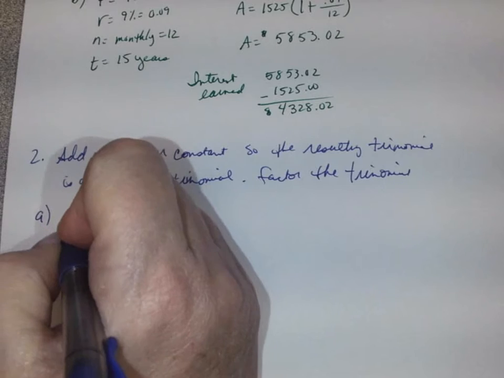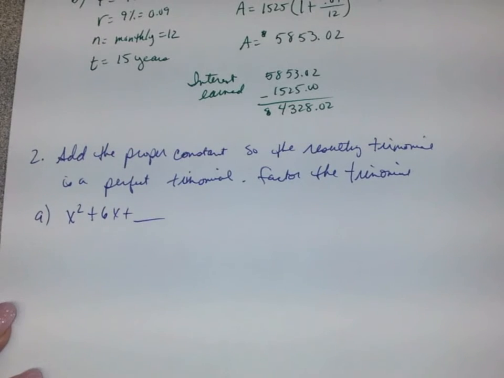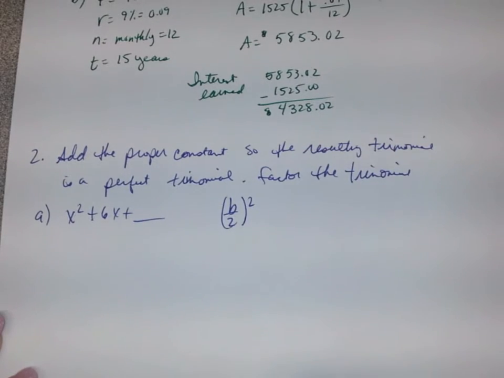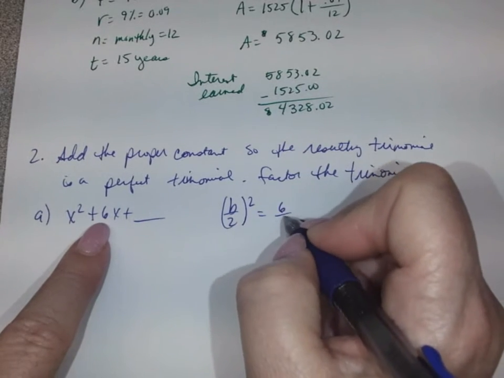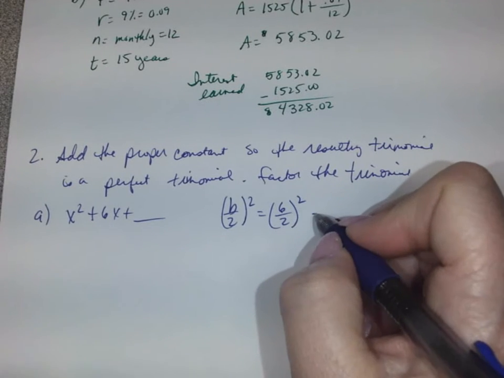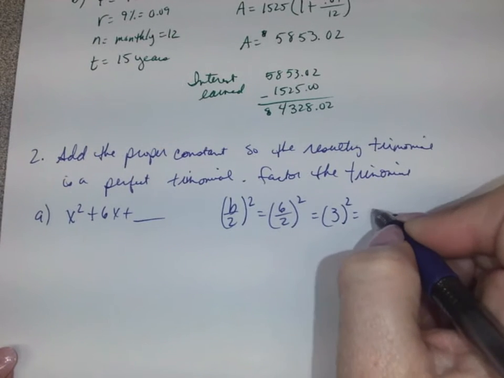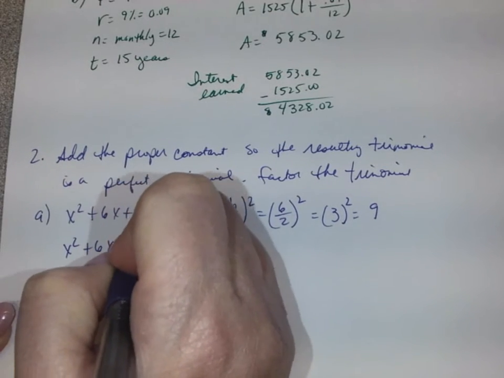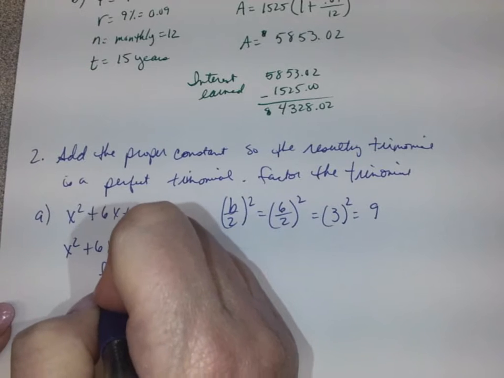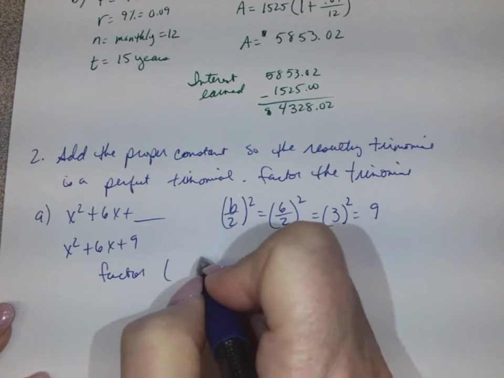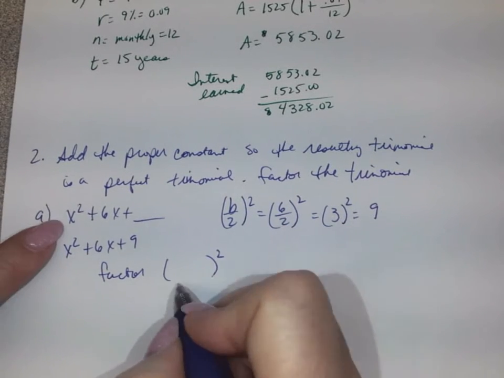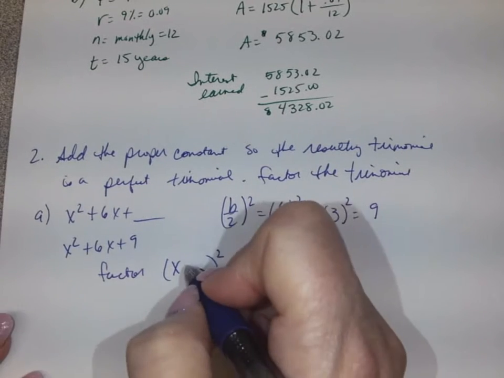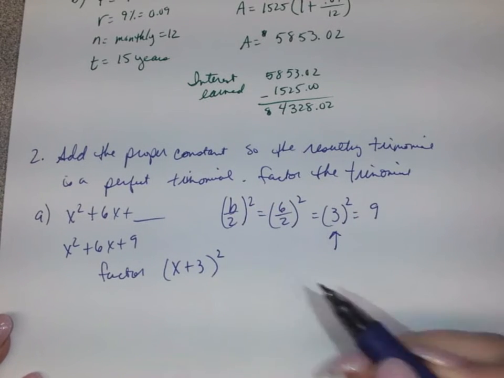So for part A, we have x squared plus 6x plus, we need to figure out the blank. Remember, this is b over 2 squared. Our b is 6 over 2 squared. So 6 over 2 is 3 squared, and 3 squared is 9. So we'll have x squared plus 6x plus 9, and the factor will be something like this. We know we have x squared, so it'll be an x, and this number right here, after you reduce the b over 2, this is what goes in. It's a positive 3, so it's plus 3.